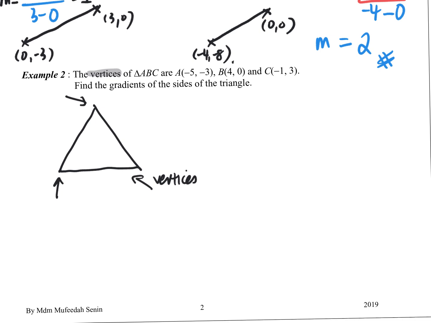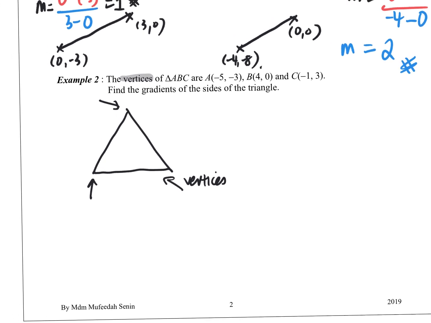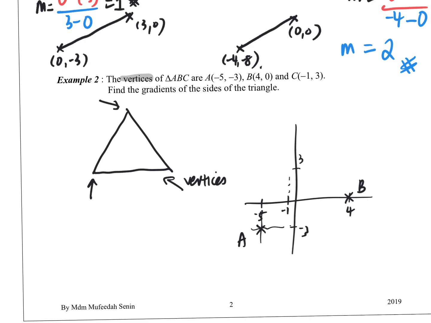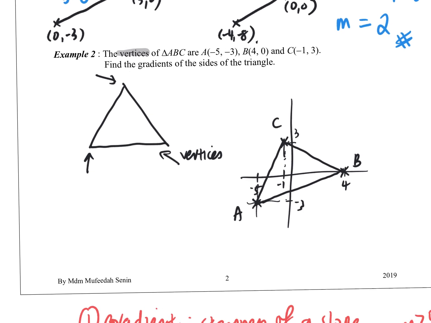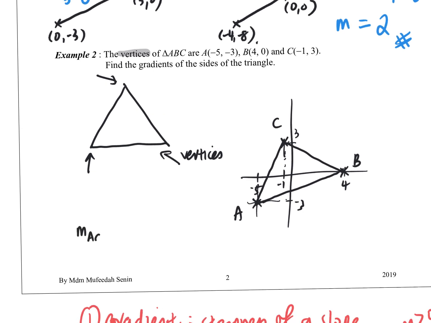So ABC. If I were to roughly draw it out, let's say -5, -3. So point A is here. 4, 0 is here, B. And then I have negative 1, 3, maybe somewhere here. So this is how my triangle looks like. Do you have to draw it out? No. But just to show you that this is what they mean. They say, can you find the gradient of all the sides of the triangle? So I can find gradient of AC first. This line.